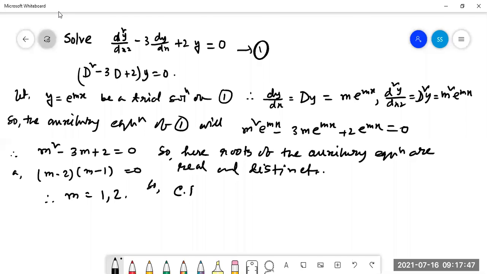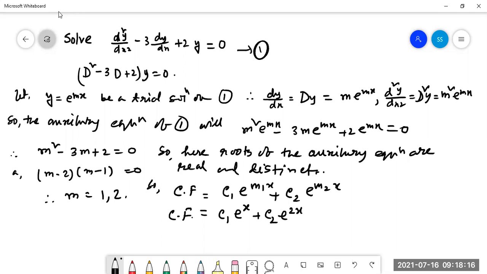So CF equal to, according to the first law, C1 e to the power m1x plus C2 e to the power m2x. If we say that this is m1 and this is m2, then the result is C1 e to the power 1x, that means x, plus C2 e to the power m2, that means 2x. Someone can take this as m1 and that as m2, then also the result will be the same. So CF equal to this. Is it understood? Is this one understood by everybody? Yes, sir.